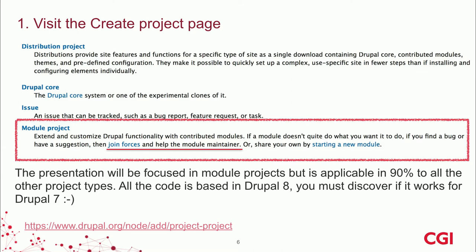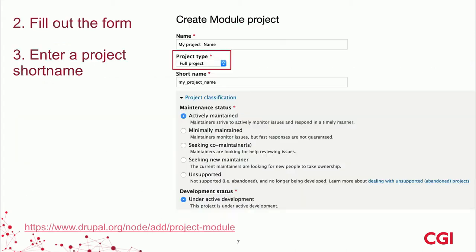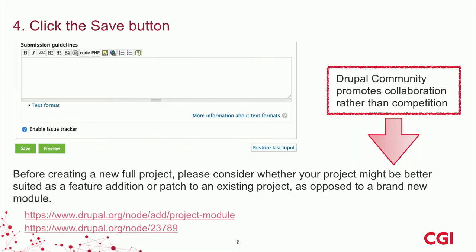The first step, you go to the create project page. In this case, we will be talking about modules, but 80-90% is similar to other kinds of projects. So you choose the module project. You will fill out the form. In the project type, you can select sandbox or full project. You will enter your project name. There is a maintenance status that you need to choose to inform the user of the status of your project, and the development status. Then you go to the bottom of the form and click the save button.